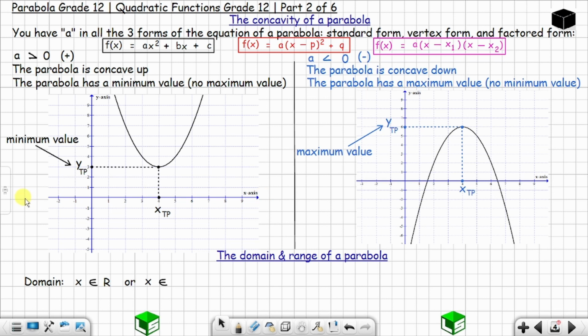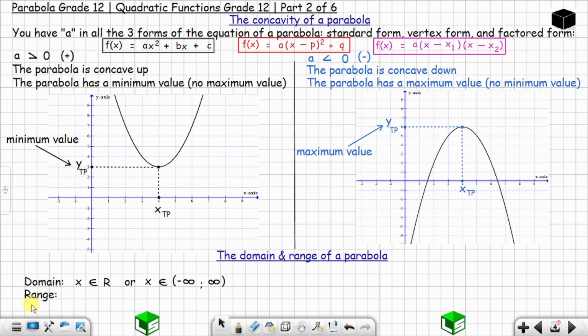You have this notation from negative infinity to positive infinity. Remember, when taking the domain, you start from left to the right. Always from left to the right. So from the left, you have negative infinity. To the right, you have positive infinity.